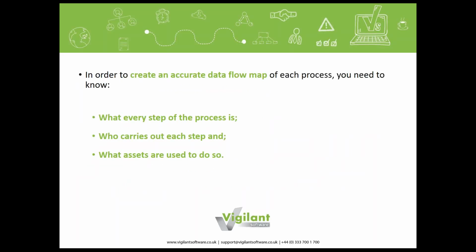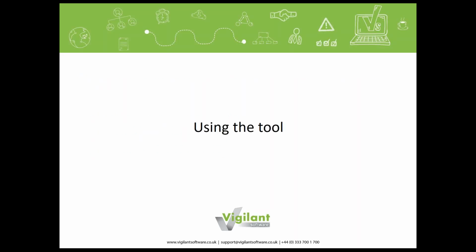So in order to create an accurate data flow map of each of your processes, you'll need to know the following: what every step of the process is, who carries out each and every step, and what assets are used to do so. We would encourage organisations that are new to mapping processes to hold a number of workshops, maybe with senior management of those individual departments, to obviously gain a better understanding as to where the data is stored and to cover off each one of those three steps we've just gone through.